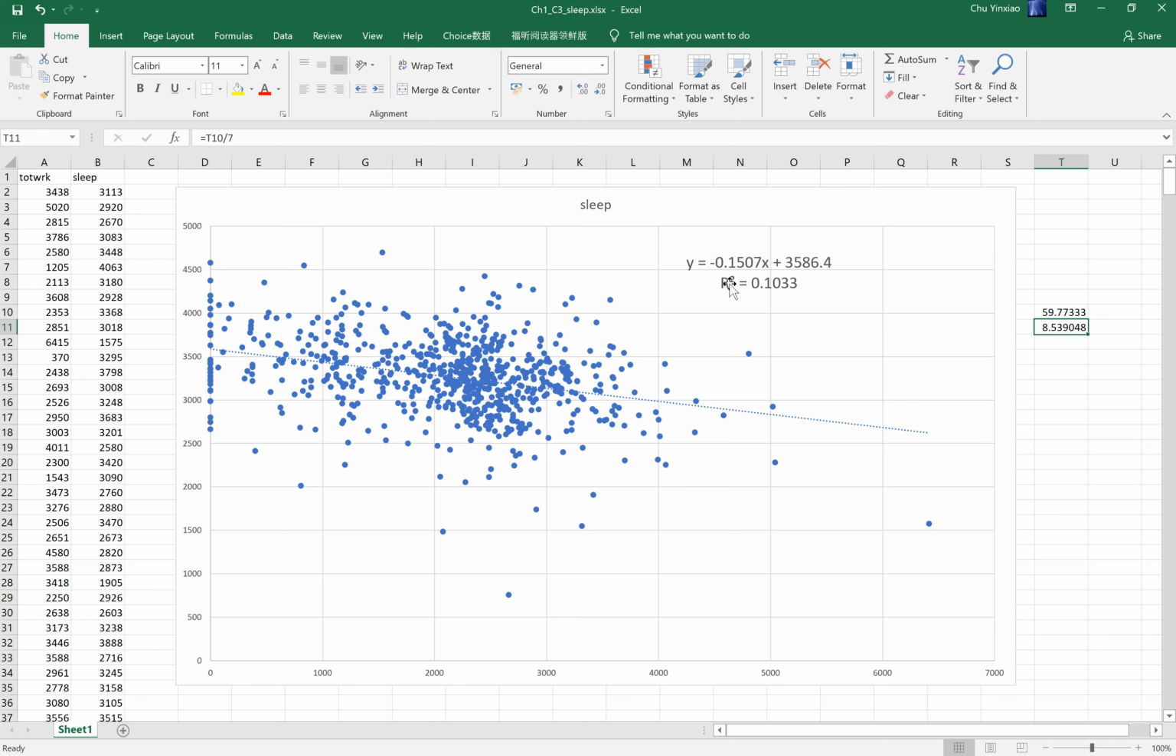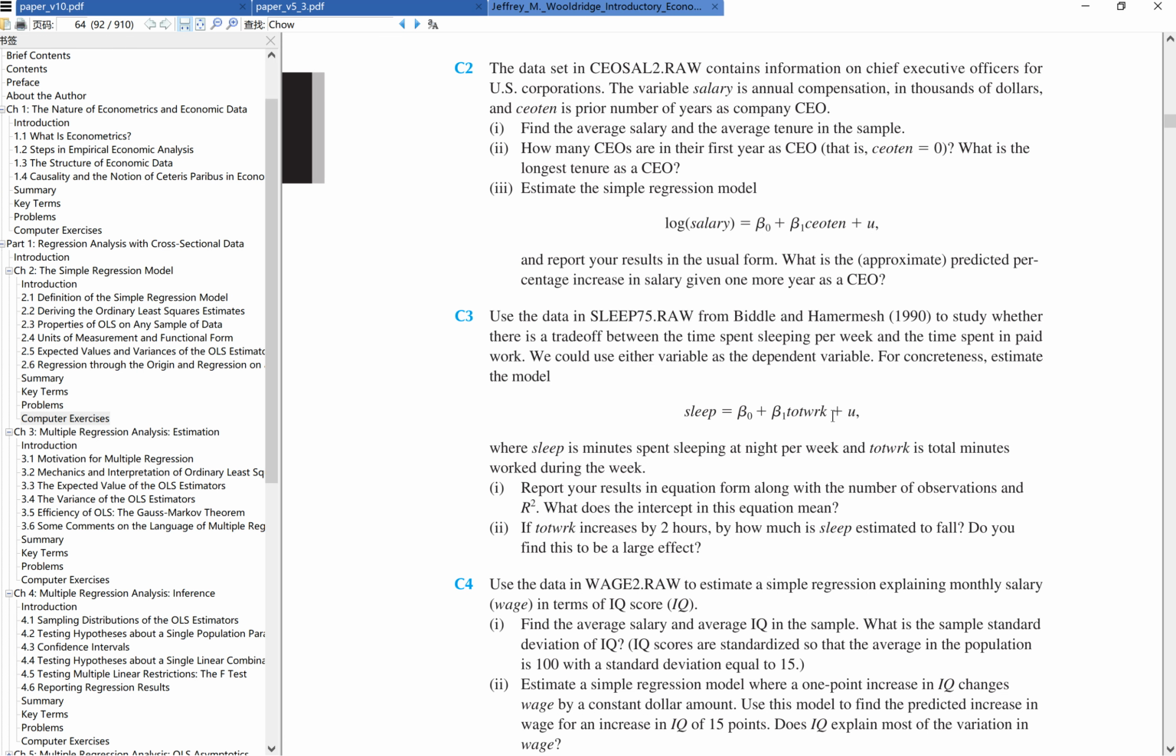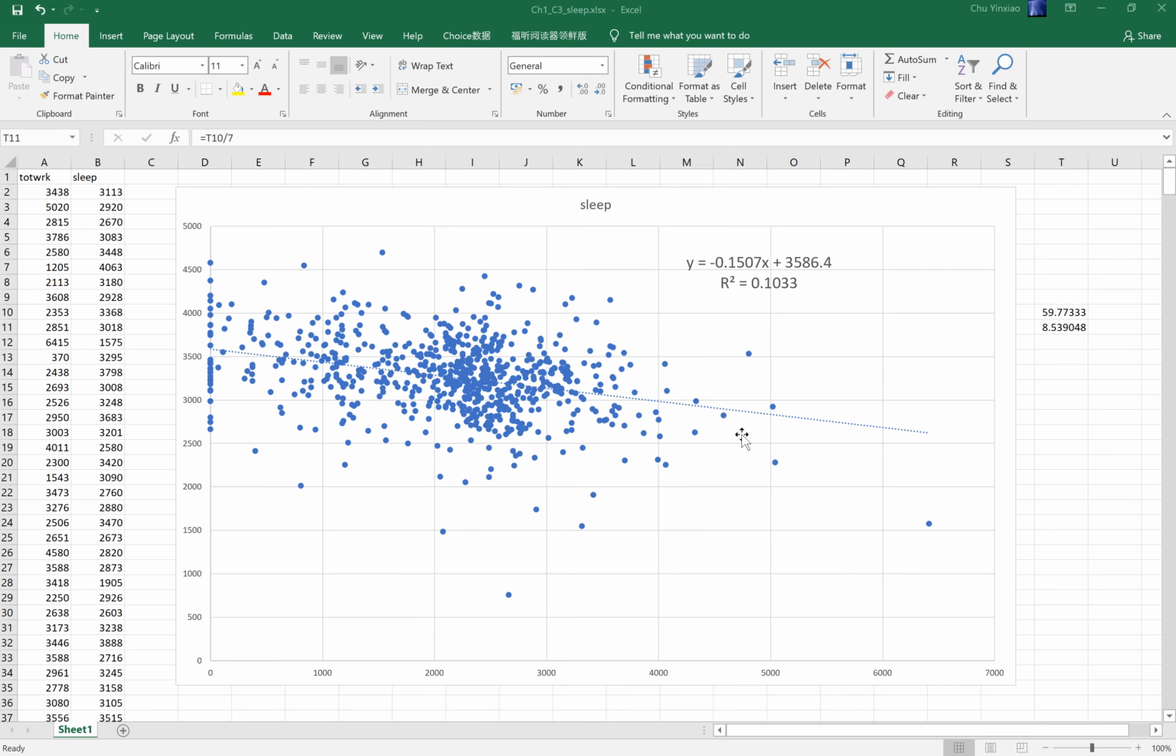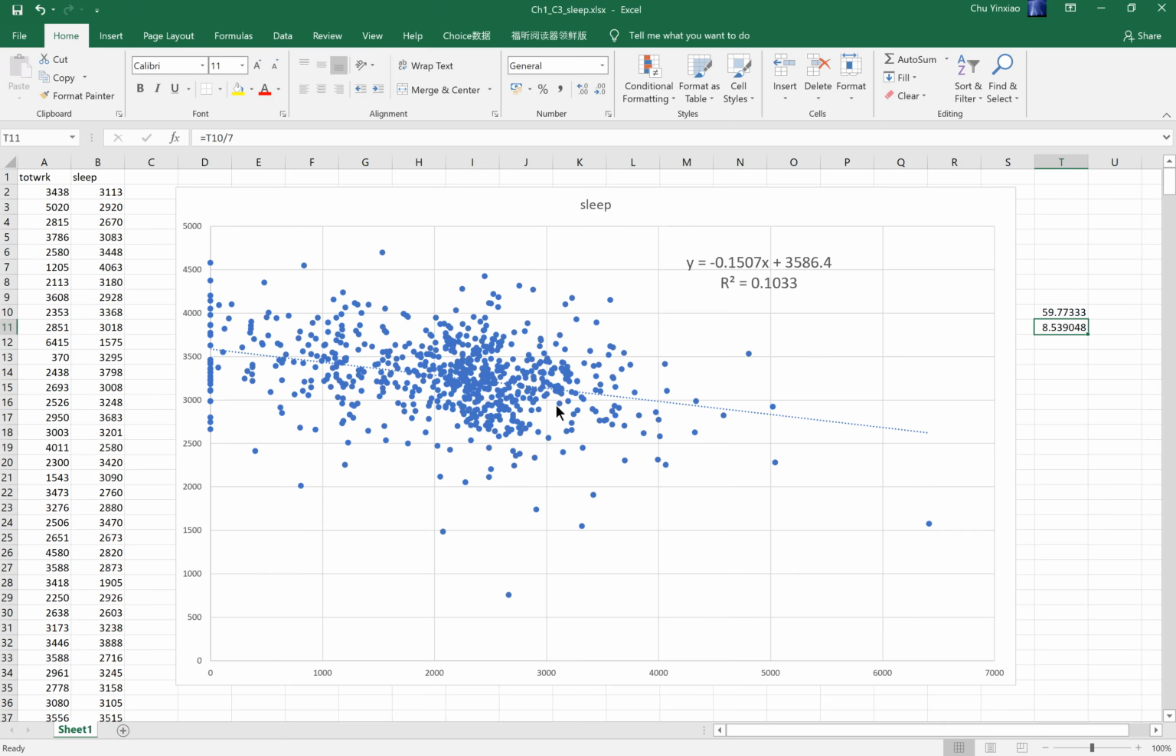And the beta 1 hat is negative 0.15. Okay, so this is the estimated result of this equation. And I have explained, right? The intercept means that if you don't work, you sleep 3,586 minutes per week on average, okay? This is equivalent to 8.5 hours per day. And it also asks you to report the R squared. The R squared here is almost 10%, 10.33%.